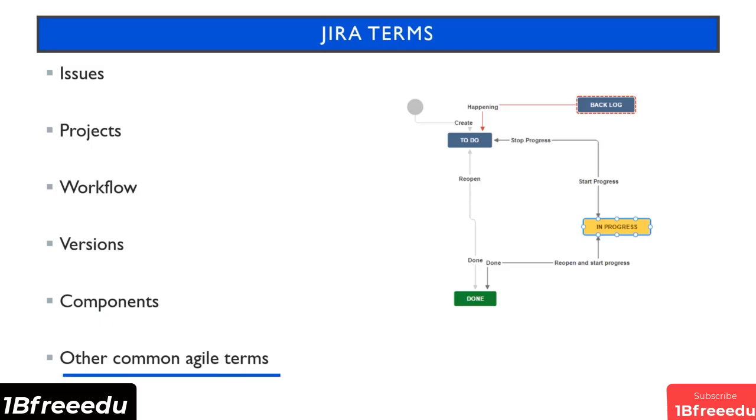And lastly, Jira also uses the other common Agile terms that we've already discussed, such as Scrum, Kanban, backlog, sprints, etc. Alright, now that we've identified the main Jira terms, we are now ready to take our first dive into Jira, starting off as a user working within an Agile team.